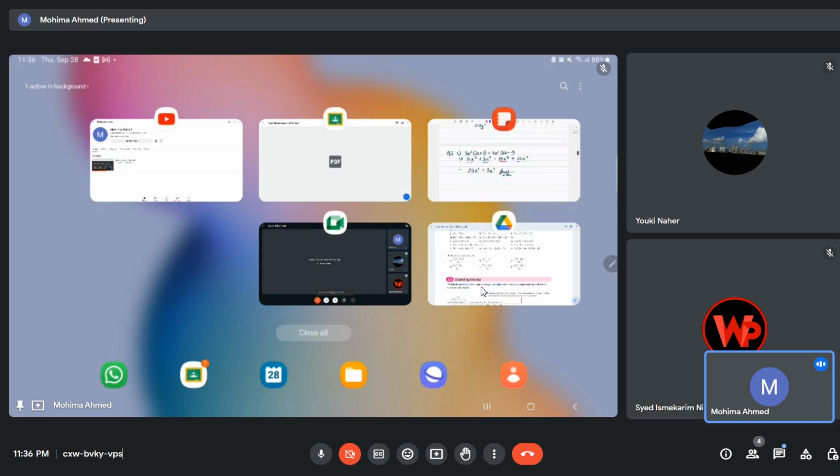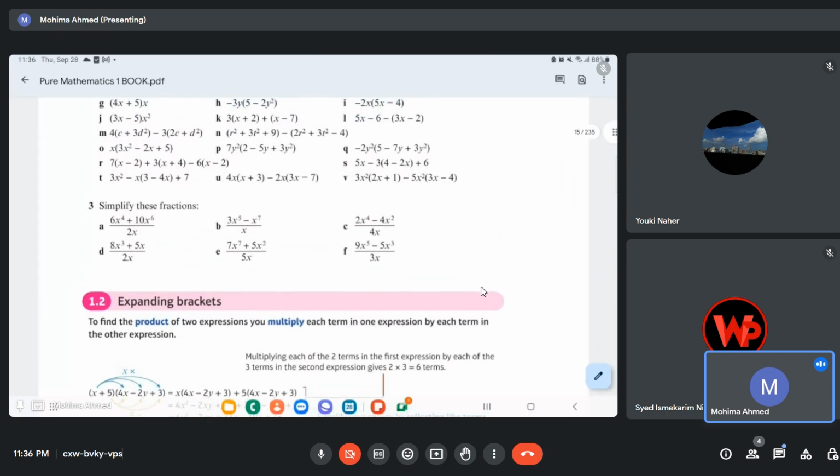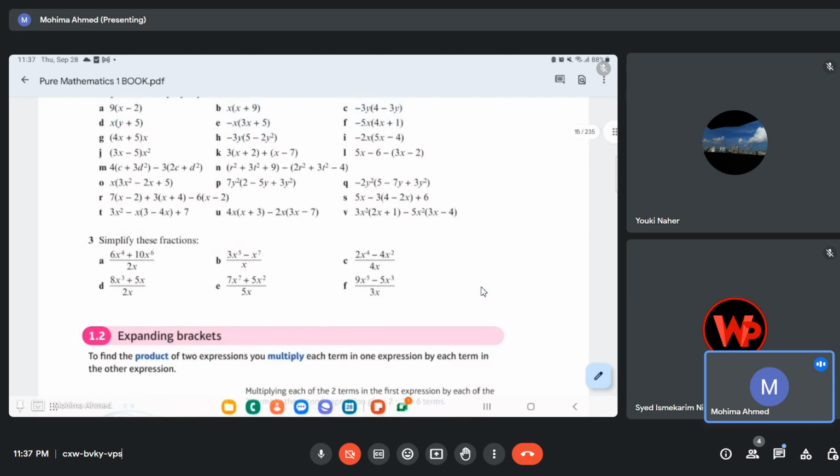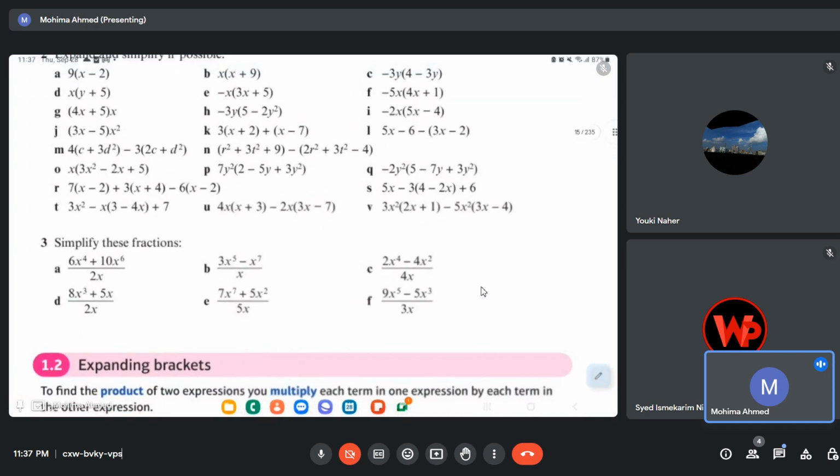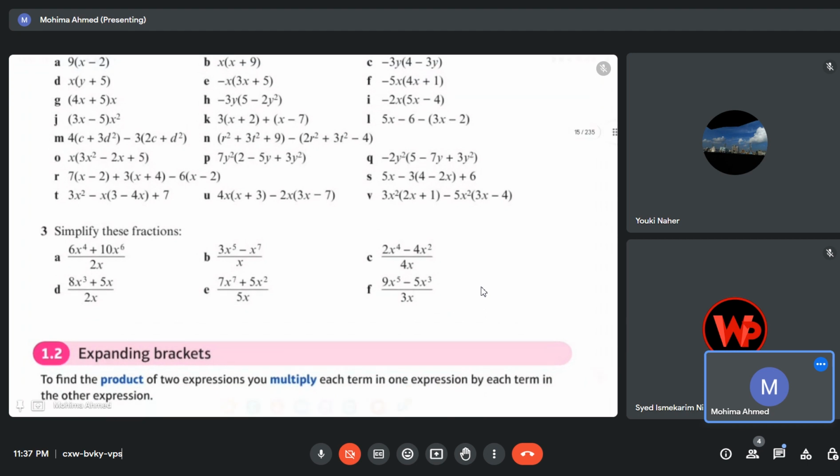So we're moving to other parts of the section. We'll do the calculations for question 3, okay? Other than that, all the questions from question 2 are quite easy again. Yeah, so we'll just move to question 3. Question 3, part E, I think that's quite tricky. 7x power 7 plus 5x power 2 divided by 5x.